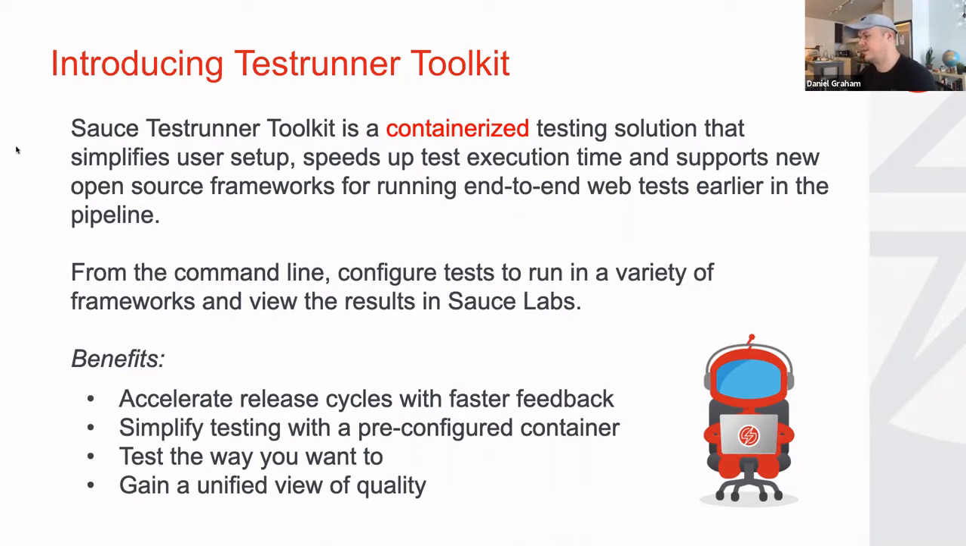Sauce Labs Test Runner Toolkit is a containerized testing solution that simplifies user setup, speeds up test execution time, and supports open source frameworks for running end-to-end web tests. Right now we have support for Cypress, Puppeteer, Playwright, and TestCafe. And from the command line, you can configure tests to run in these frameworks. The idea is that we provide you a pre-configured container that contains all the dependencies you need to get the test up and running. Then it takes the assets, uploads them to the cloud, and allows you to get insights into the state of your applications.